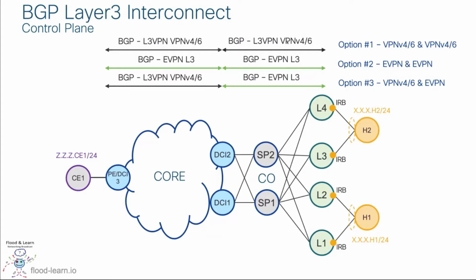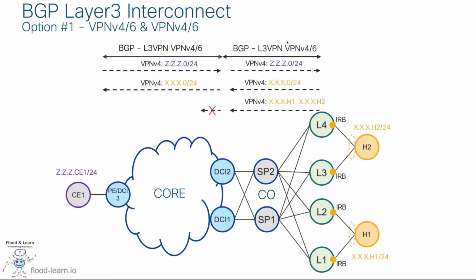Anyway, we are right now talking about the communication from the leaf to DCI, from DCI to PE3, and from the opposite direction. So again, we are expecting that there is EVPN between the leaves anyway. So right now, let's very quickly compare these options.